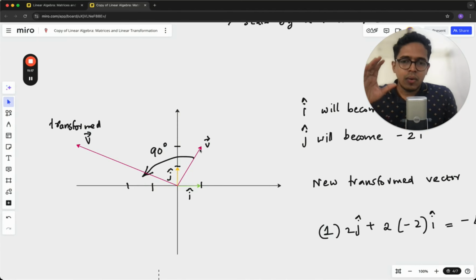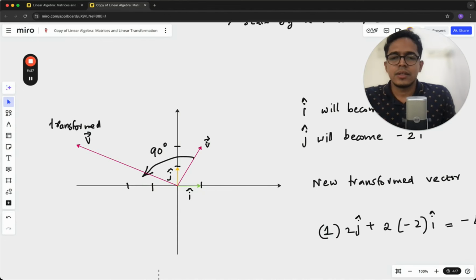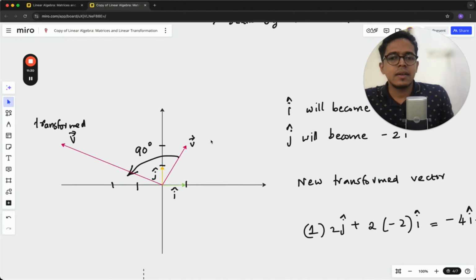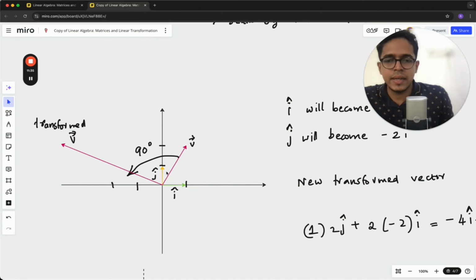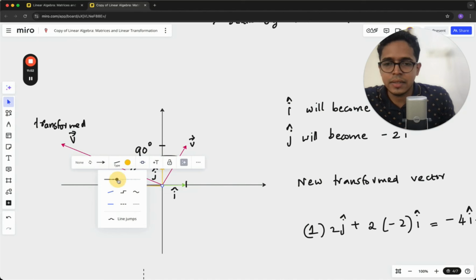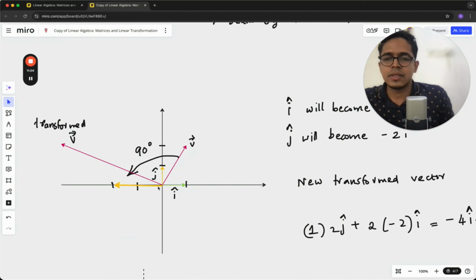So what we did right now is we tracked what happened to v. Similarly, can we keep track of what happens to i and j? We said we have to rotate by 90 degrees counterclockwise and scale by a factor of 2, right? So what will happen to j? j should also be rotated by 90 degrees counterclockwise and scaled. So j, the origin will remain here, but it will become this after transformation. I can increase the thickness so that you can see better. So this is the transformed j.